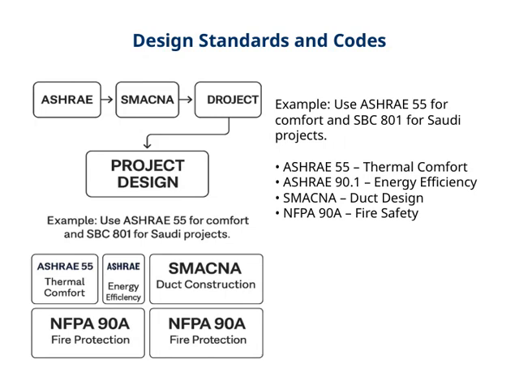Let's take a moment to look at some of the key design standards and codes that guide our projects. For example, in terms of comfort, we often use ASHRAE 55, which helps us ensure thermal comfort for building occupants. When it comes to energy efficiency, ASHRAE 90.1 is our go-to standard, setting the benchmarks for sustainable design. For duct design, SMACNA provides valuable guidelines to ensure proper airflow and system performance. And when we're working on projects in Saudi Arabia, we follow SBC 801, which addresses local requirements and standards.